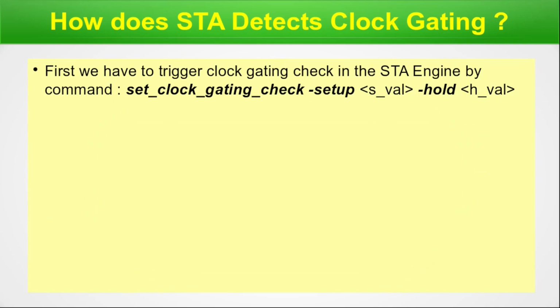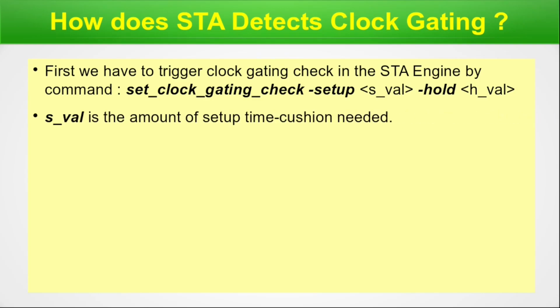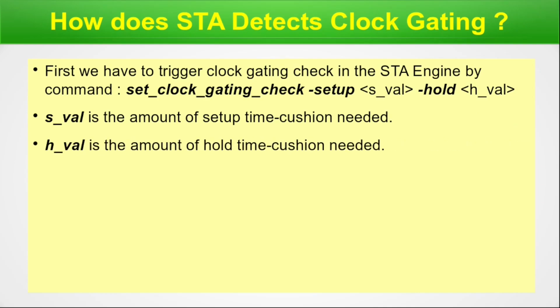First, we have to trigger the clock gating check in the STA engine by using the command set clock gating check, then dash setup, then a value, and then dash hold, and then a value. So this is the compact command. Now the setup value is the amount of setup time cushion needed. The hold value is the amount of hold time cushion needed.